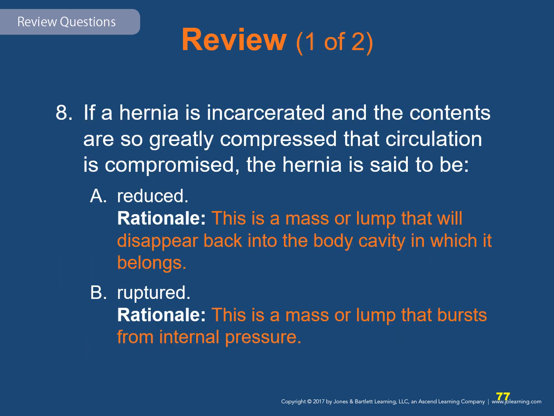Number 8. If a hernia is incarcerated and the contents are so greatly compressed the circulation is compromised, the hernia is said to be, and let's go over these incorrect answers. A, reduced. This is a mass or lump that will disappear back into the body cavity in which it belongs. B, ruptured. This is a mass or lump that bursts from internal pressure.